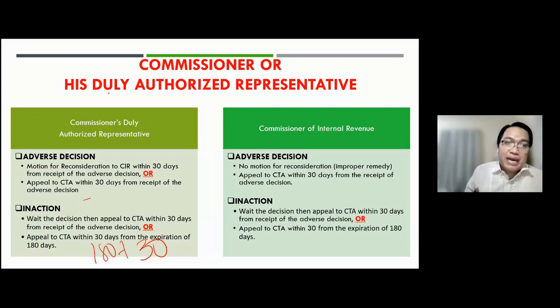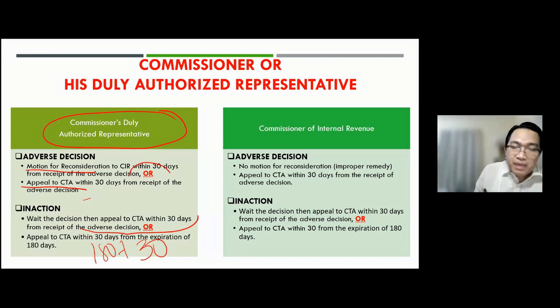Ulitin ko lang for clarity. Commissioner's duly authorized representative. Adverse yung decision. You have an option to file a motion for reconsideration or appeal to the CTA within 30 days from receipt of the decision. In case of inaction, you have the option to wait for the decision, and upon the receipt of the adverse decision, 30 days to appeal to the CTA division. Or upon the expiration of the 180-day period, umapila ka na sa CTA.